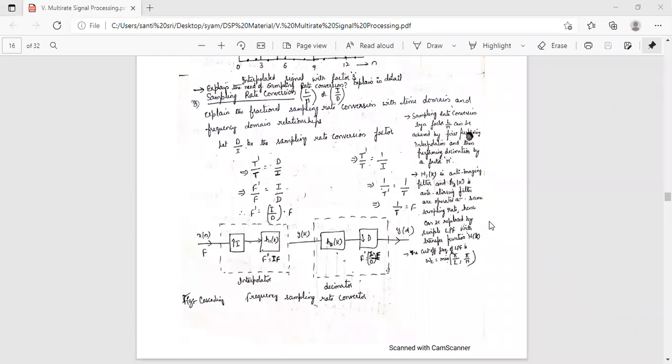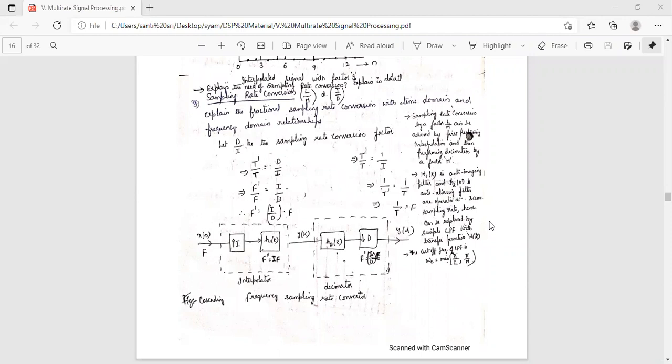First, we perform the interpolation and then perform decimation by a factor M. Then we take two filters, the anti-imaging filter and the anti-aliasing filter. These two are combined using a low-pass filter, whose transfer function is h of k, and the cutoff frequency is omega c equal to the minimum of pi by L and pi by M.